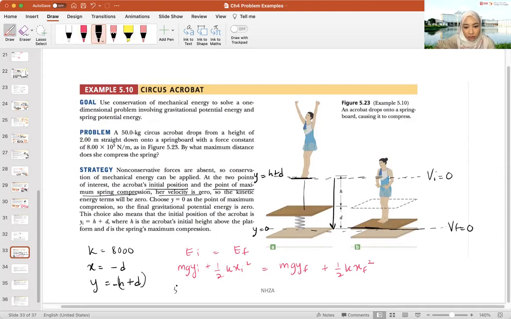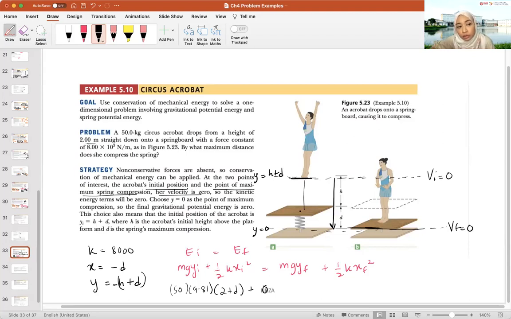M is 50. G is 9.81. Y initial is h plus d. H is 2. D we don't know, so 2 plus d. We can write it like that. And then 1/2, and then we have 8,000 as our k. And then our x initial here doesn't exist yet for our spring. We haven't started anything yet. So this is non-existent actually. At this point, our spring hasn't done anything yet. Our spring, hello, isn't doing anything. I'm just sitting here. So it's 0. It has not started. The spring has not started doing anything.